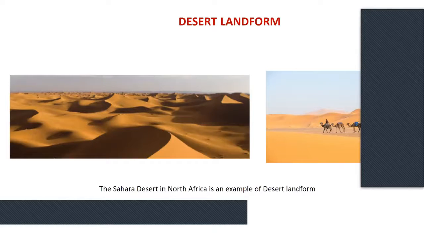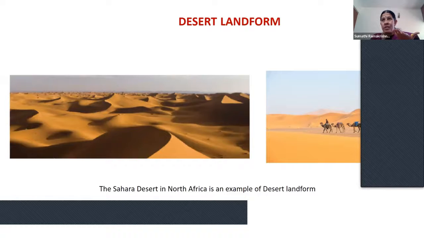Okay, no vegetation. Why is there no vegetation? Again, daytime it will be very hot, and nighttime, lack of rainfall. No water availability, ma'am. Lack of rainfall, and water availability is very less. Sand, that's also the main factor. The sand has no moisture in it.